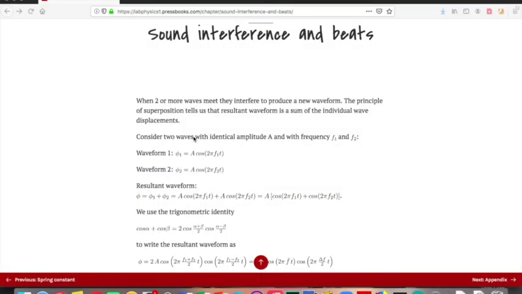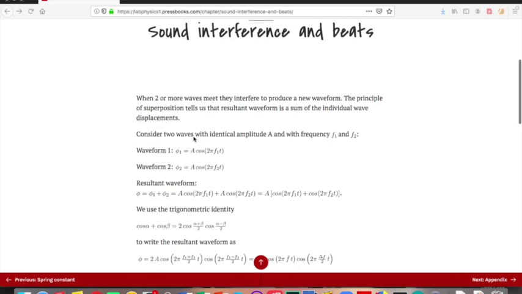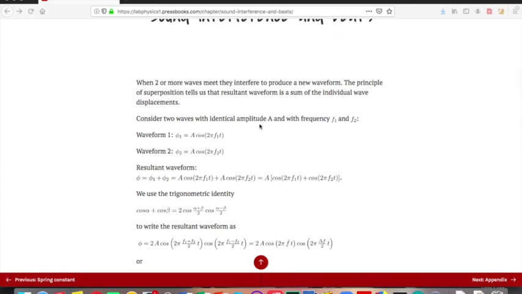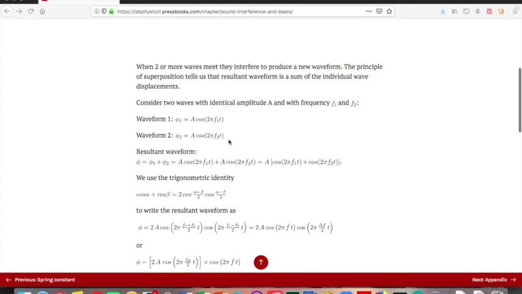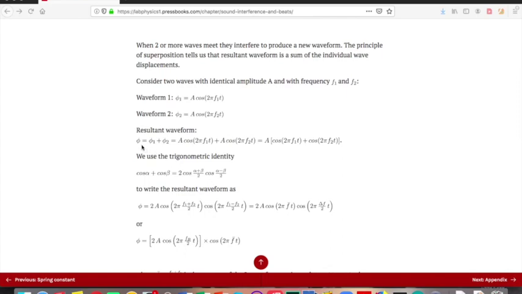Wave interference and sound beats. The principle of superposition tells us that when two or more waves meet, the resultant waveform is the sum of the individual wave displacements. So we can write the waves in the following mathematical forms, where A is the amplitude and F1 and F2 are the separate frequencies.